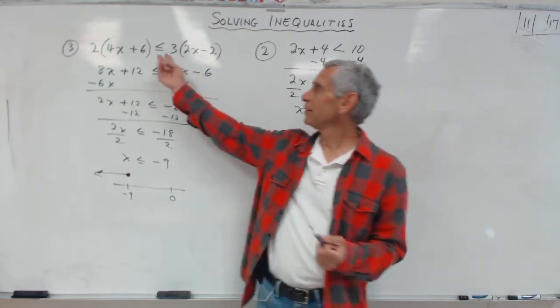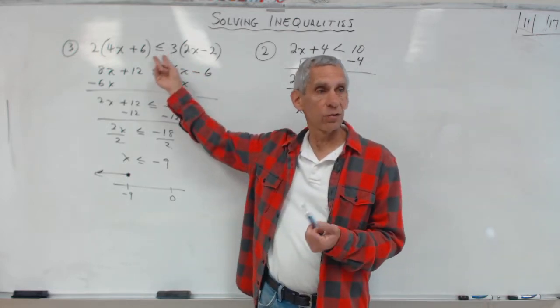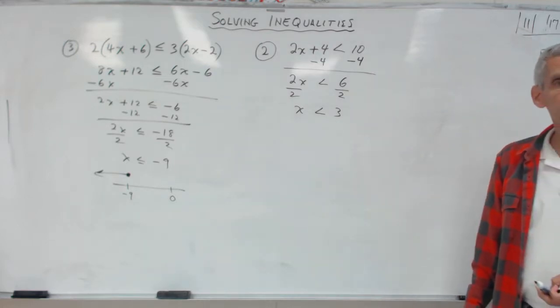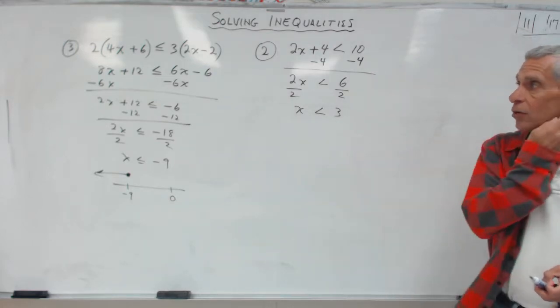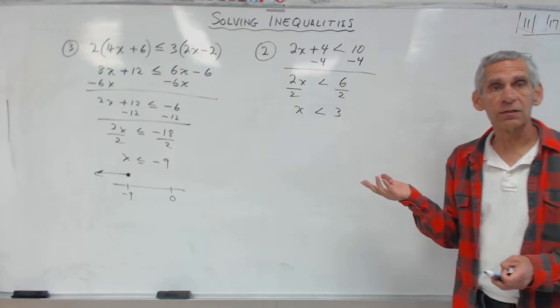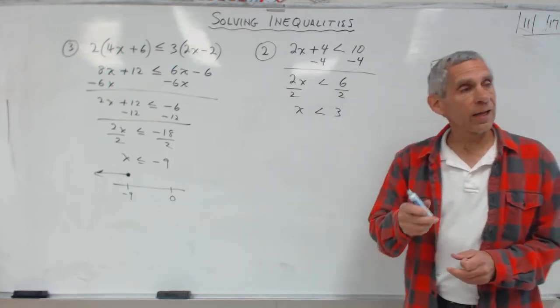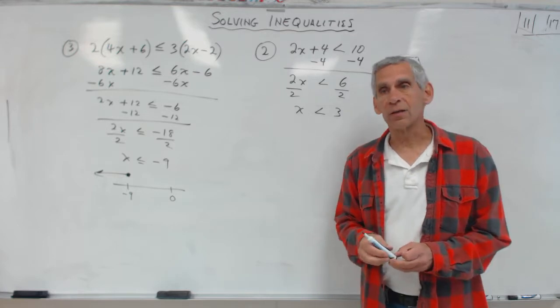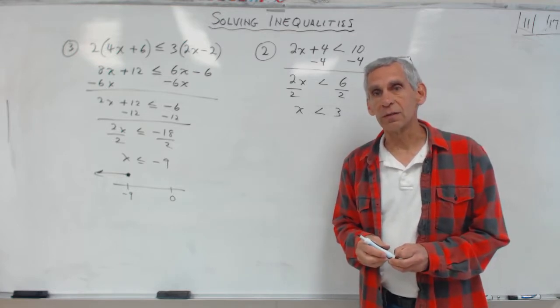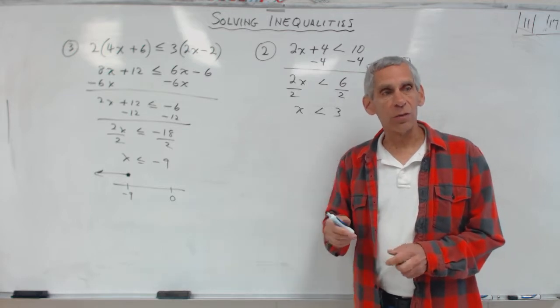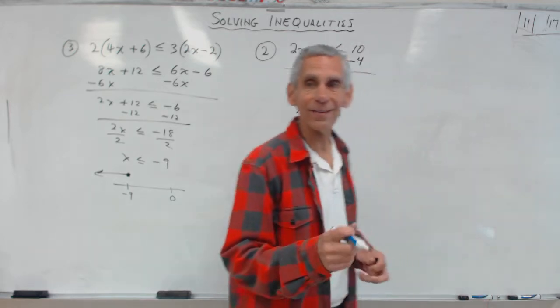The only difference is instead of having an equal sign, you have a less than or equal to, or a greater than, or a less than. They're not really hard. They just kind of take a while to do. They don't take any longer than solving an equation. Solving an inequality is almost identical to solving an equation, right? Almost. So now we're going to figure out what the almost means. Why is it not identical?